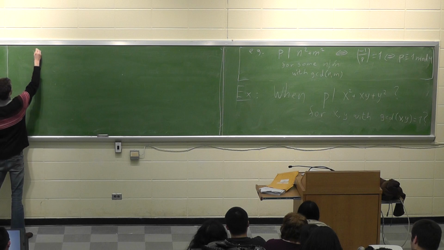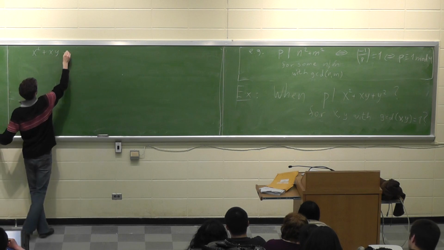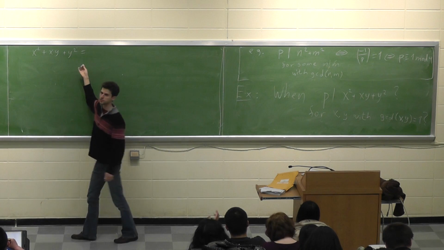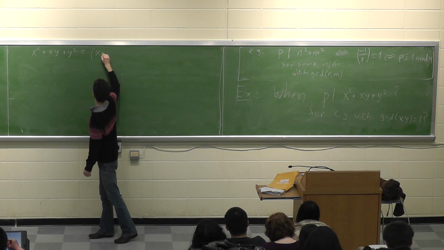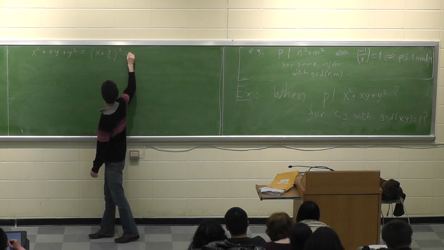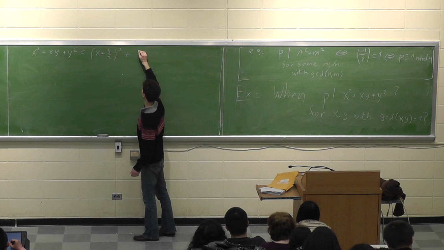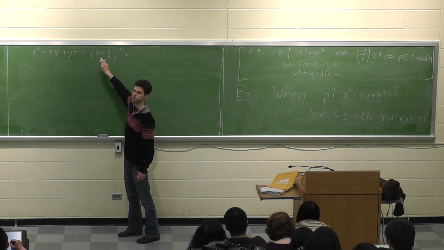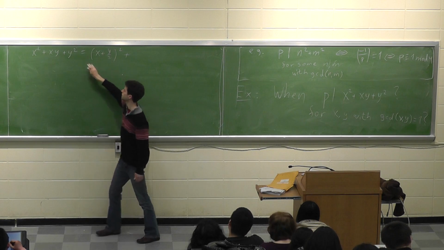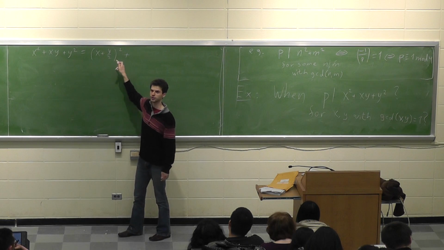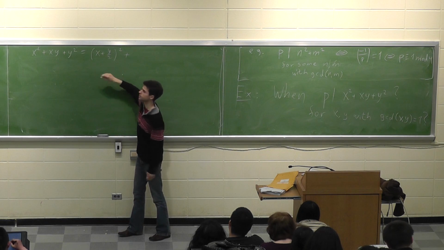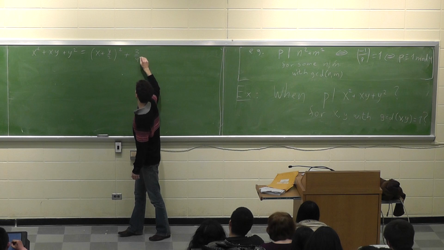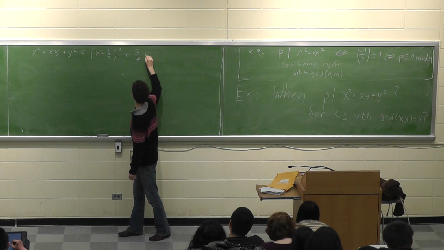So something like this: x squared plus xy plus y squared. I can complete a square. I can write it as (x plus y over 2) squared plus, well, here I have x squared plus 2 times x times y over 2 plus y squared over 4. So I still need 3/4 of y squared.